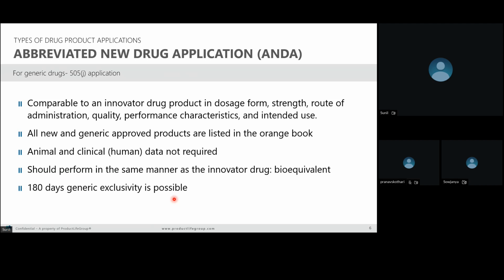So sometimes some generic companies challenge the innovator, saying that the new patent you applied for in 2037 is not an innovation. It's just another normal development. So if any generic company dares to challenge the innovator company and prove that their patent is not a new invention, then they get the 180 days generic exclusivity. That means from 2041, for 6 months, only the innovator and that generic company will be in the market.